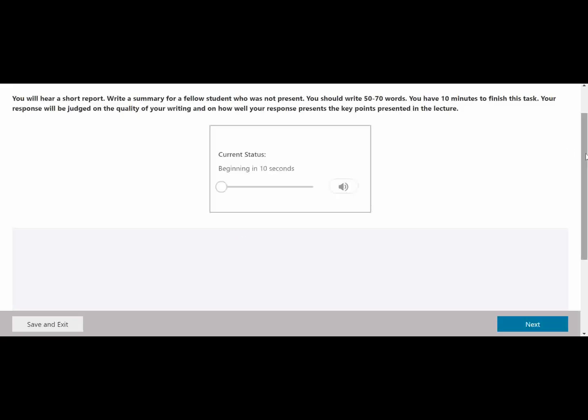So it's summarized spoken text. Try to note down the phrases in summarized spoken text.